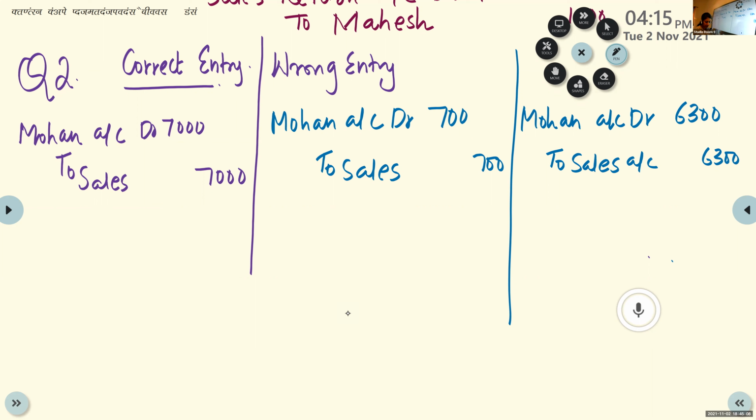It is a two-sided error, both debit and credit. Mistake has taken place, and also we can say that it is an error of commission. Completed? All the four completed? Question number 2.